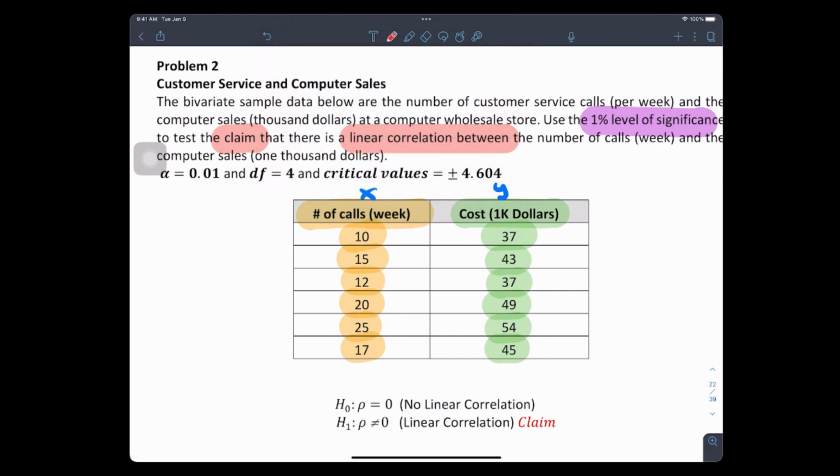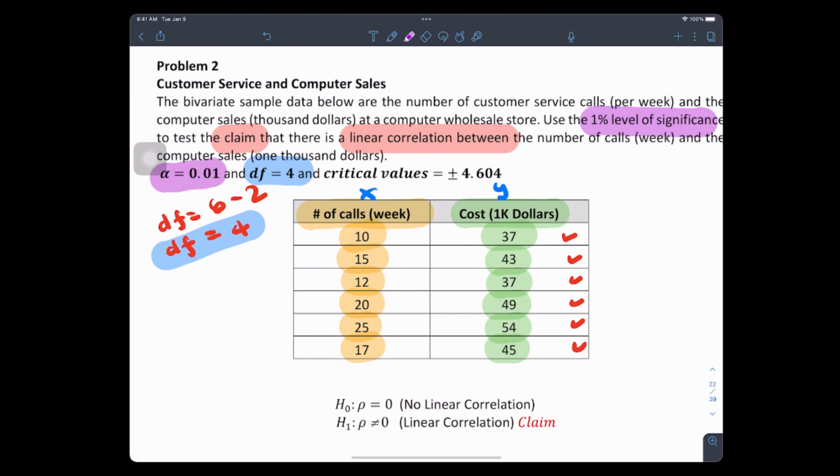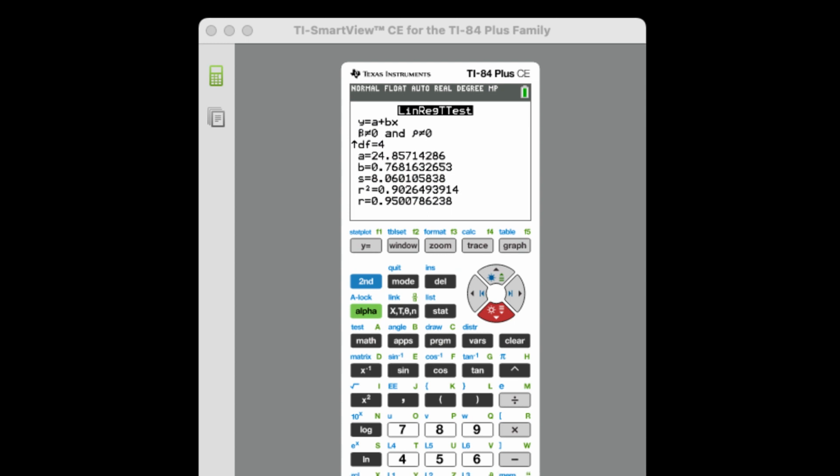Now let's take a look. How many data values were gathered? 1, 2, 3, 4, 5, and 6. So my degree of freedom, 6 minus 2, which is 4. Okay. And alpha is 1%. So this is why your degree of freedom is 4, and your alpha is 1%. And we're going to show you how you get critical values for that test. But first we got to do the what? The scatter plot. But we got to enter our data. So let's enter the data now.